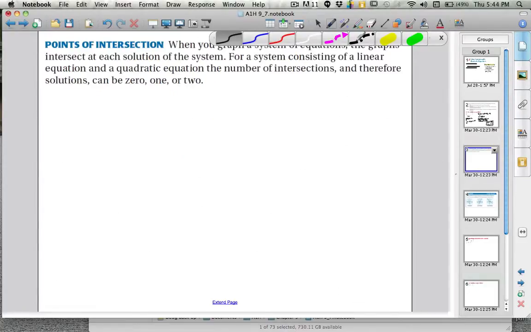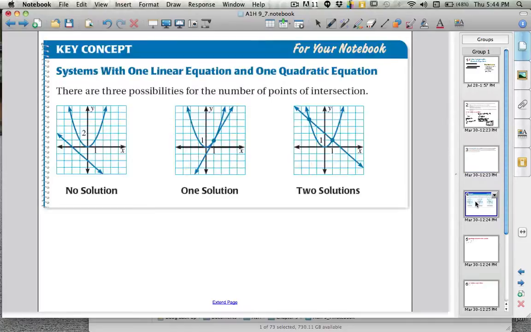Okay, so when we think about this, when I'm graphing, the graphs intersect at each solution of the system, which is what we had with linear systems. And let's take a look at how that looks. So when I have a quadratic and a linear, they cannot hit at all. There'd be no solution. I could have a tangent line to the parabola, and that would intersect in 1 point. That would be one solution. Or like the problem we just did, 2 solutions.